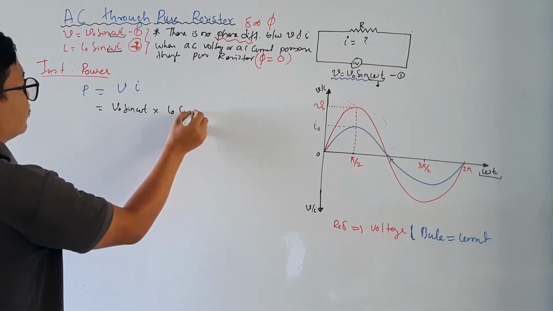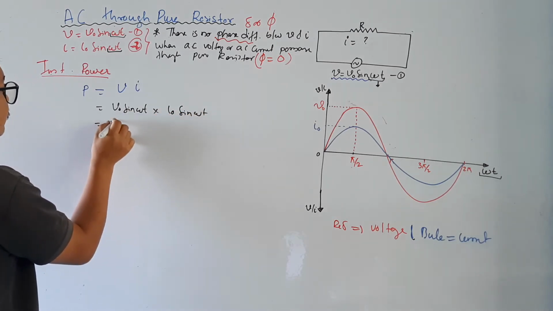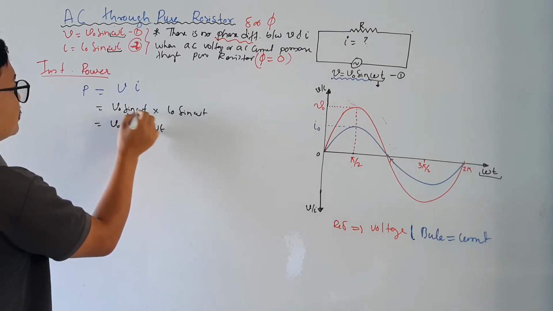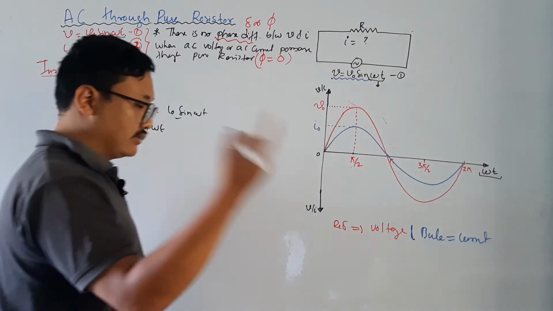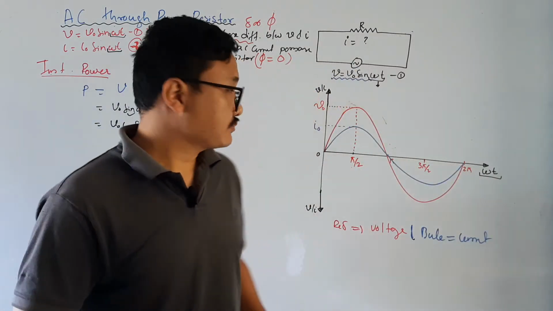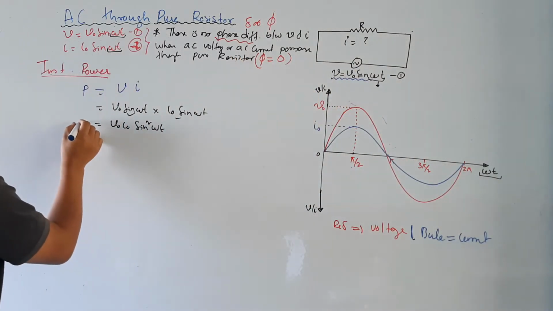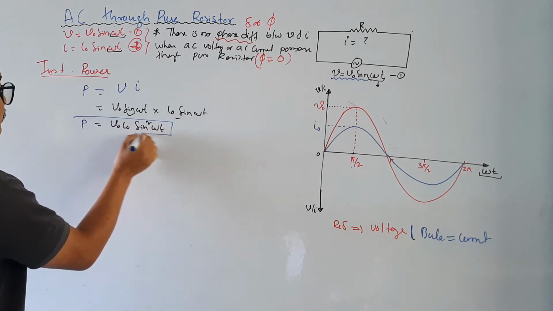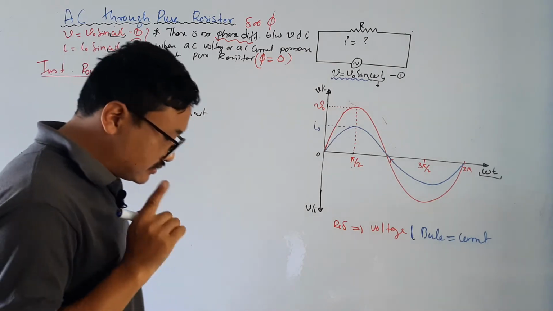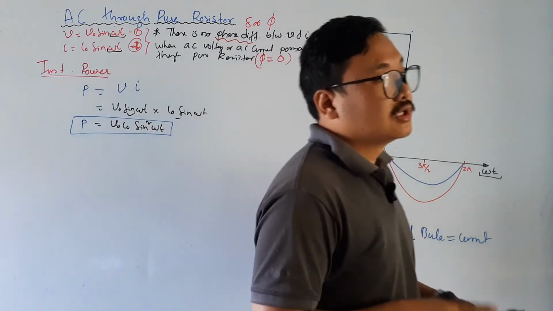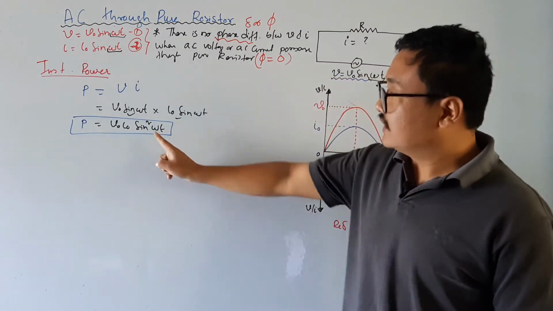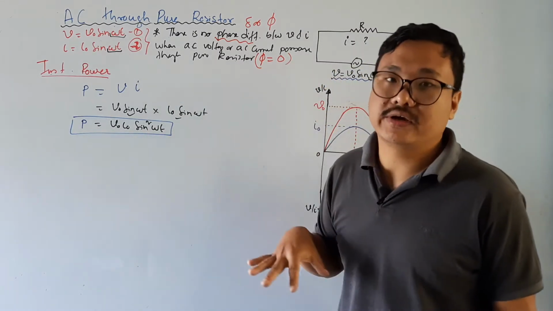I0 sin omega t. This will give me V0 I0 sin square omega t, because sin omega t into sin omega t is sin square omega t. So we got the power P. Now see, there is sin square, which is quite difficult to calculate, so we want to convert this square into non-square form.